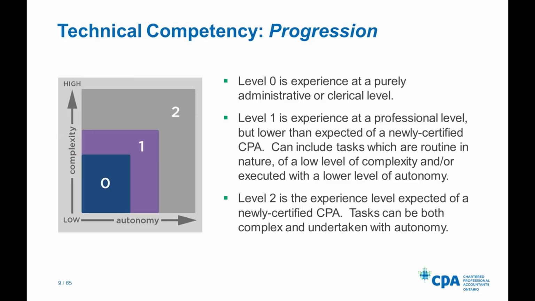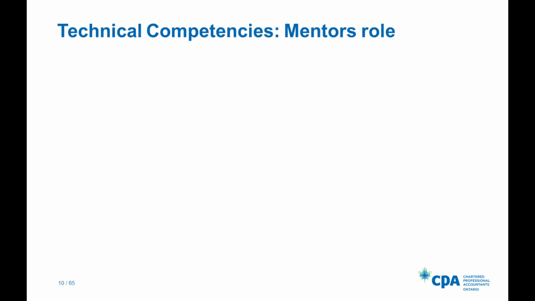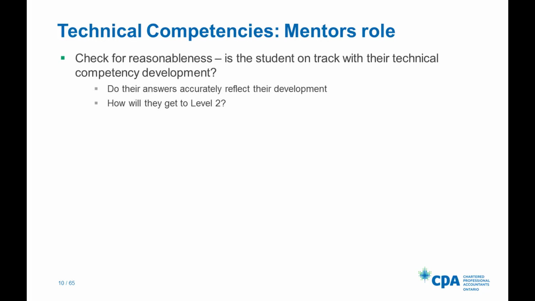A student will develop from level 0, entry level, to level 1, professional experience, and level 2, complex and autonomous experience expected of a newly certified CPA. As a student's mentor, you can help them understand what level they're at in their development. Help them if their reporting does not reflect the level they're at and help them set goals to get there.